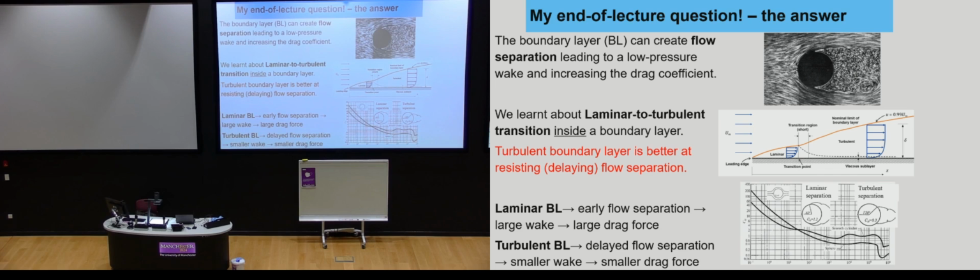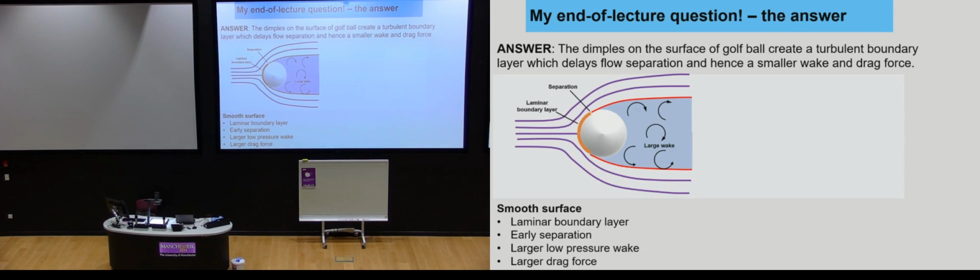So how can we use that knowledge to apply it to a golf ball? Well, first of all, let's consider a smooth sphere. Here the flow is approaching from the left, and here is our laminar boundary layer just there. Because it stays laminar, the flow separation happens right there, actually almost on the front surface of the smooth ball. So you get this very large wake behind. So you get a laminar boundary layer, early separation, a large low pressure wake, and hence a larger drag force.